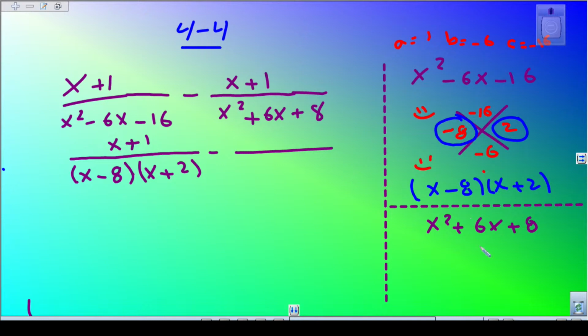That is very true. And at the top of the diamond again goes AC. So 1 times 8 is 8. At the bottom is going to go 6. Two numbers that multiply to give you 8 and add to give you 6. What do you think these two numbers are?